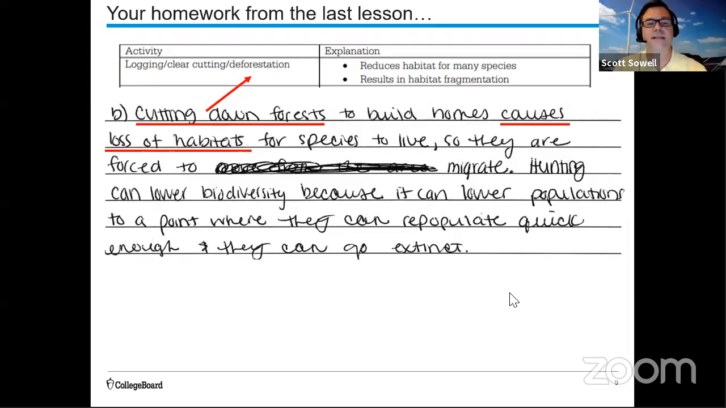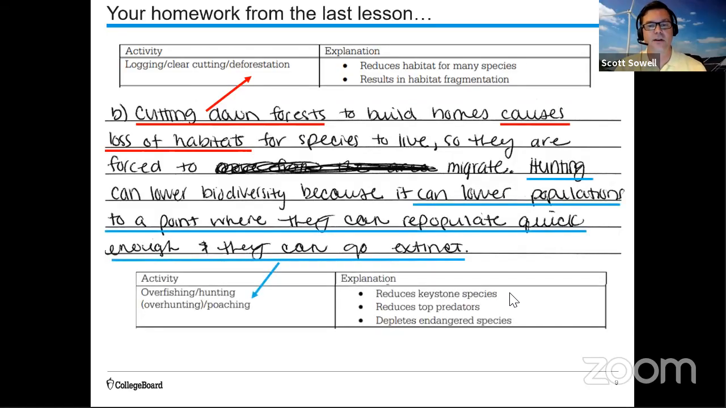The second part says hunting can lower biodiversity because it can lower populations to a point where they can't repopulate quick enough and they go extinct. So there again, we get hunting as the activity and how that could drive an endangered species to extinction. So this student would have gotten all 4 points for this answer.